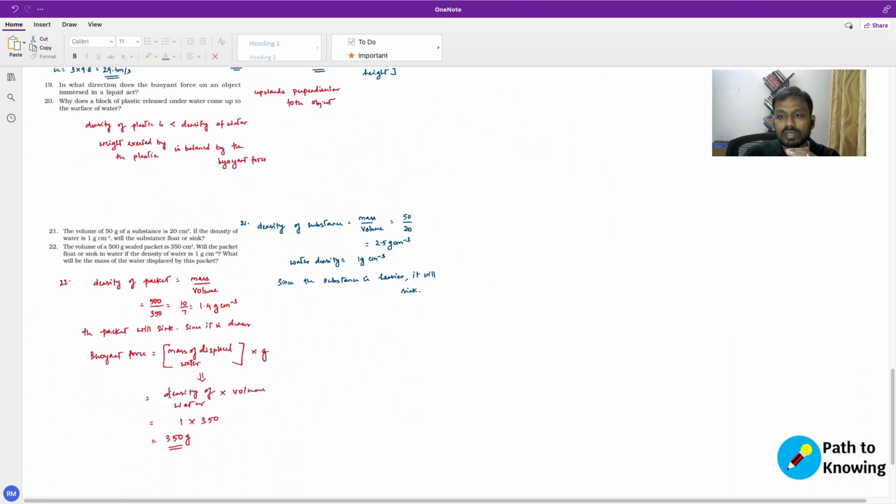In this case, the density of the water is 1 times the volume of the object that has completely immersed. Because it has sunk, it is the complete volume, which is 350 centimeter cube. So it is 1 times 350, which is equal to 350 grams. So 350 grams is the mass of the water that will be displaced by this object that has completely sunk inside the water. With this we come to the end of the gravitation chapter, and we look forward to seeing you in the next chapter, which is work and energy.